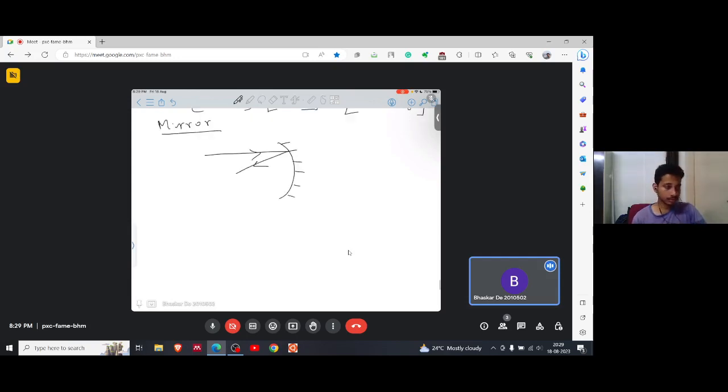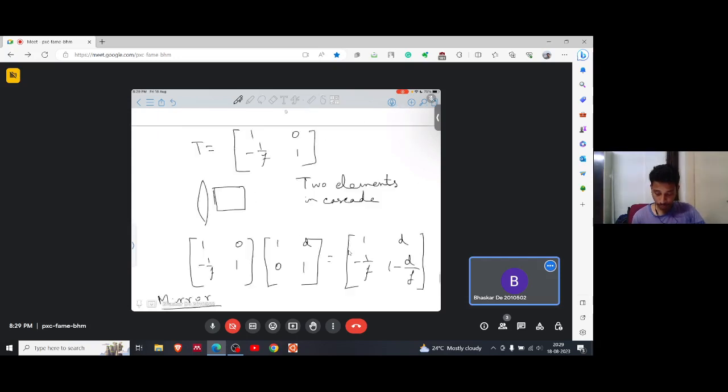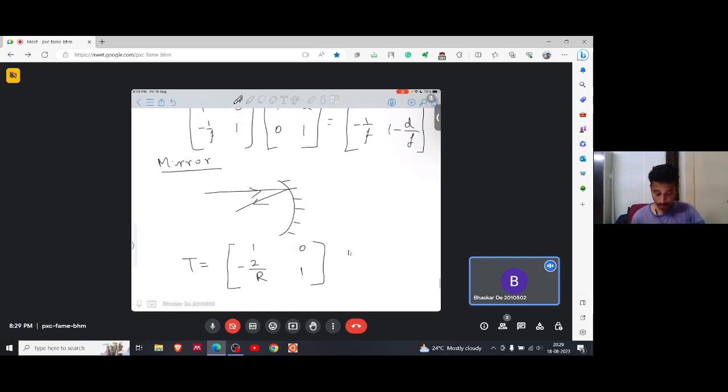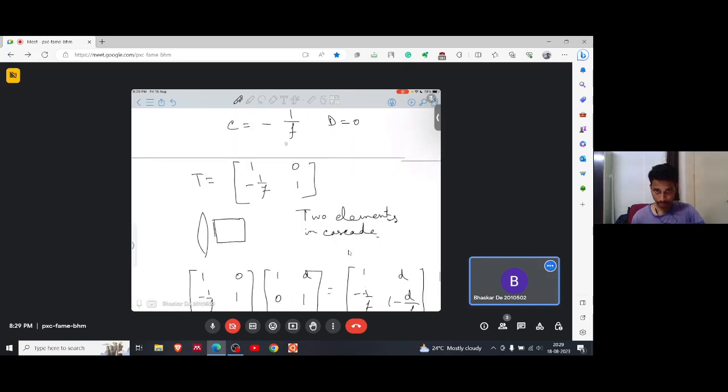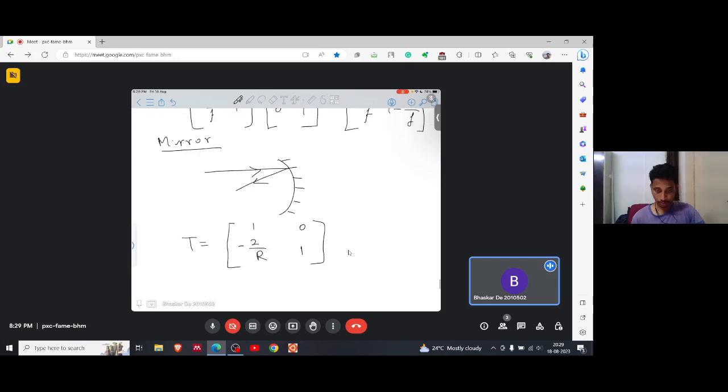So for the mirror, I'll just write the transmission matrix: 1, minus 2 by r, 0, 1. So you can see that this matrix is actually similar to the transmission matrix of a lens.